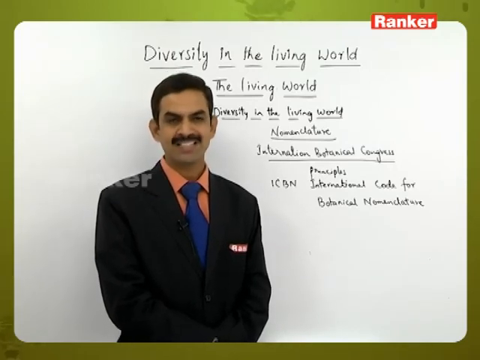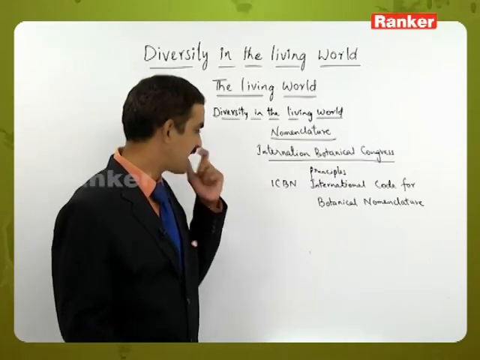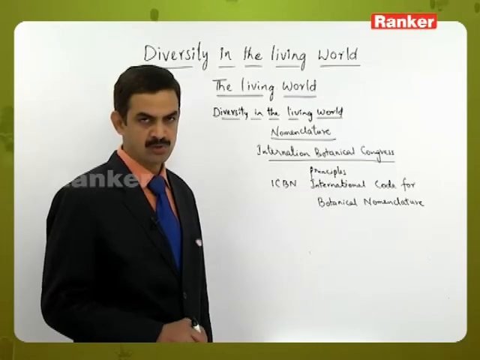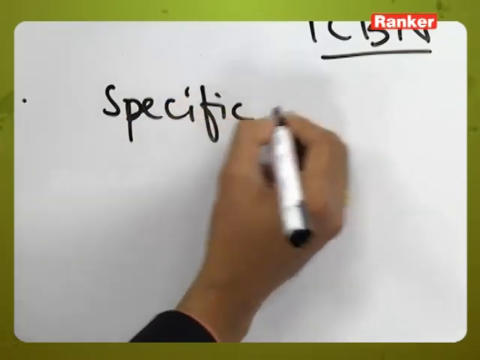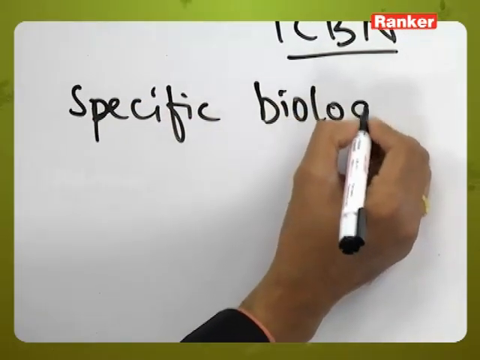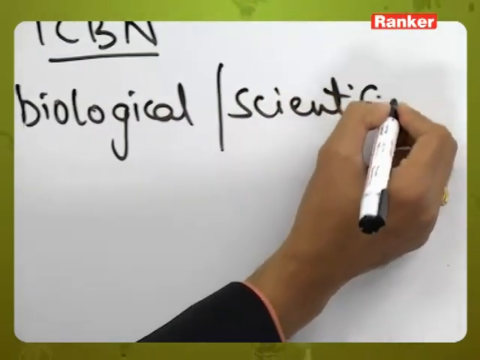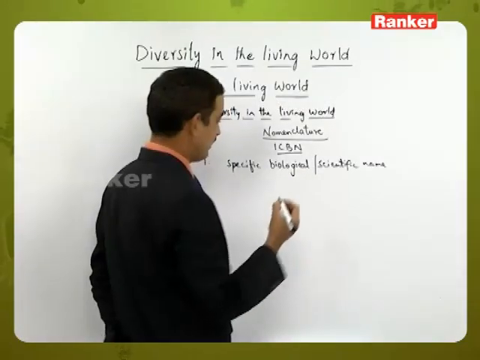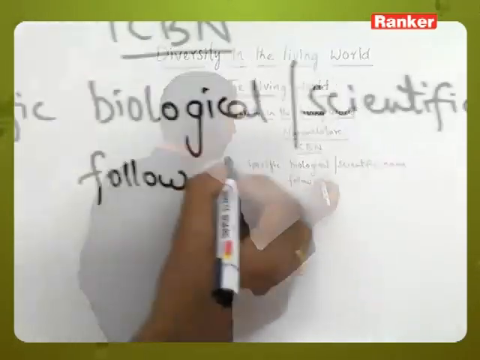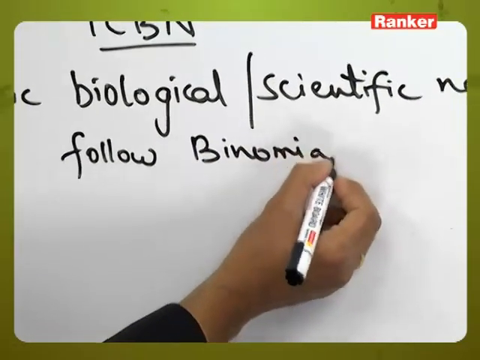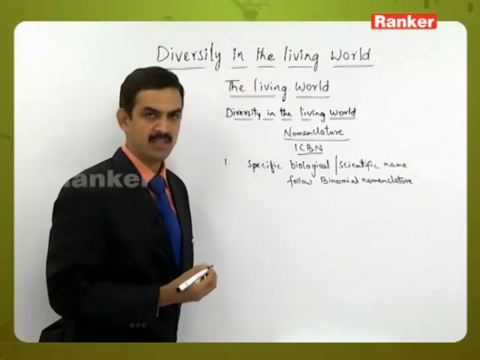That is the way this ICBN is helping in giving specific characteristic features of the principles related to binomial nomenclature. Now let us see what the principles in the ICBN rules are. Every plant should be given one specific biological or scientific name. While the biological or scientific name is given, they have to follow the binomial nomenclature system.